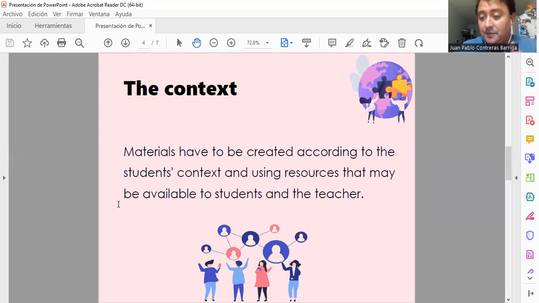for them and the teacher. We cannot design a class and expect that everything works perfectly 100%. There are going to be mistakes, and there are going to be necessities that need to be fulfilled. And in these cases, we need to rethink the design, taking into consideration those kinds of elements.